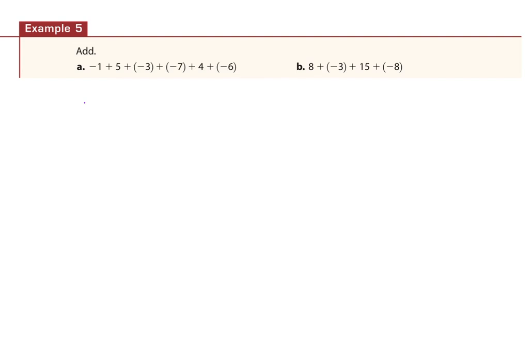I would say, well, I have -1, so I have that guy, plus I have -3, plus I have -7, plus I have -6. Those are my negative numbers. And then for my positives, I have 5 plus 4, right? Well, why does this make it easier?